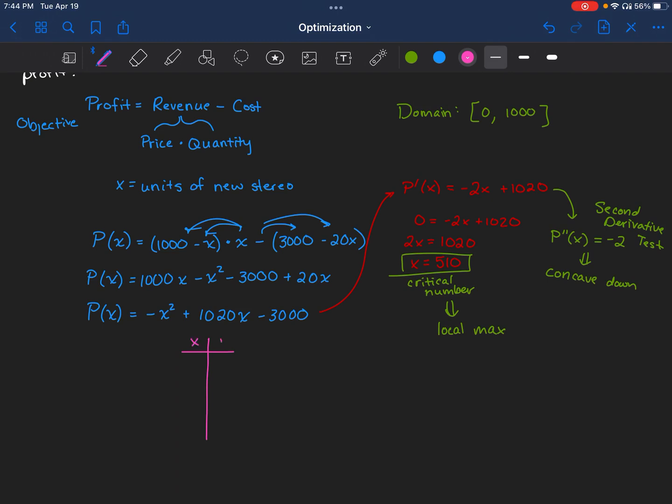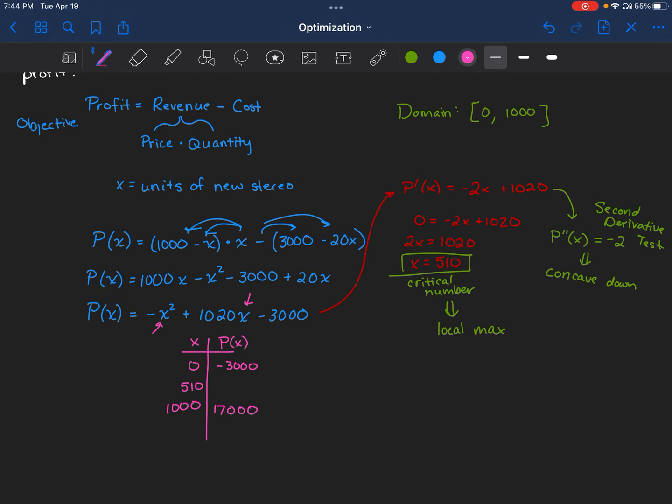So let's see, I'll plug in x there, p of x there. We said 0, 510, and 1,000. If I plugged in 0 into this problem, that would give me 0 here, 0 there, and -3,000. So I'm not making any money. I'm actually losing $3,000 by not selling any stereos whatsoever. If I plug in 1,000, let me do this carefully, negative of 1,000 squared plus 1020 times 1,000 minus 3,000 gives me 17,123, so $17,000.